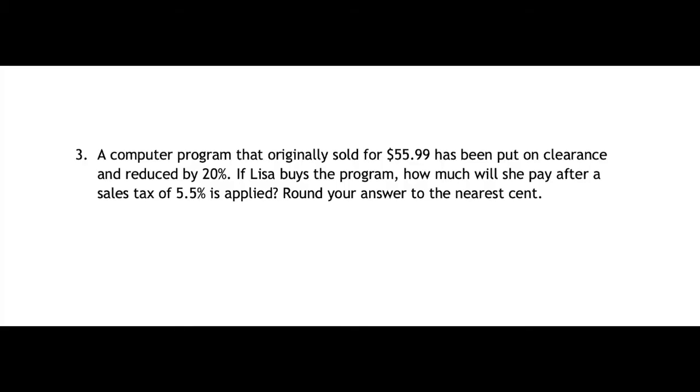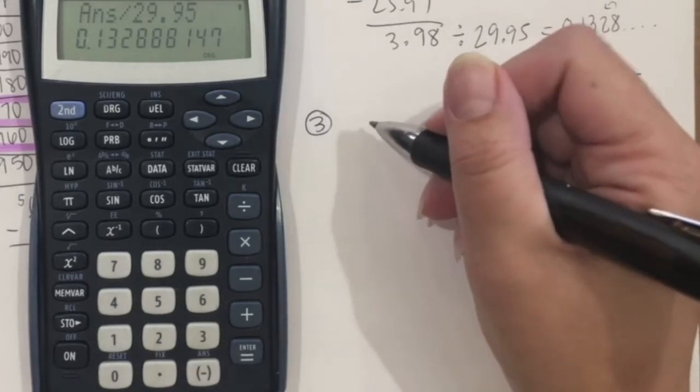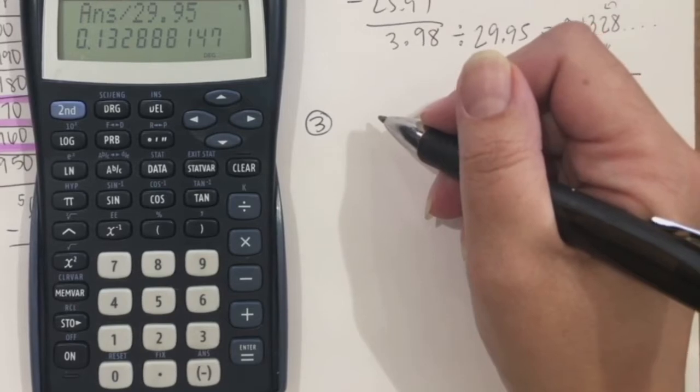Number 3. A computer program that originally sold for $55.95 has been put on clearance and reduced by 20%. If Lisa buys the program, how much will she pay after a sales tax of 5.5% is applied? Round your answer to the nearest cent. So a cent would be 2 decimal places, because that's what a penny is. And a penny is a cent.